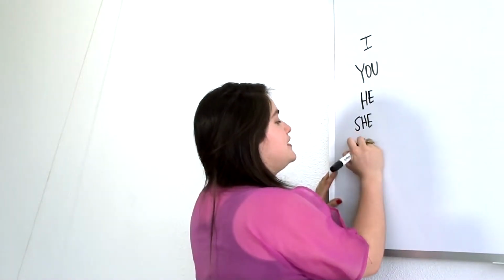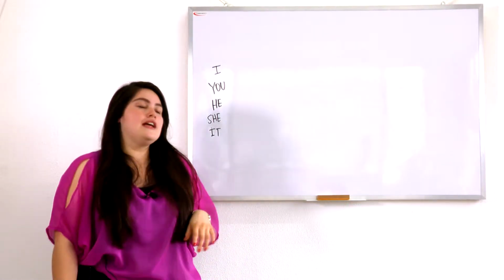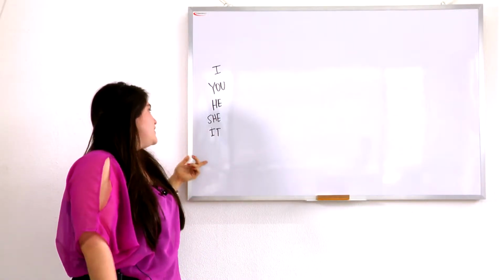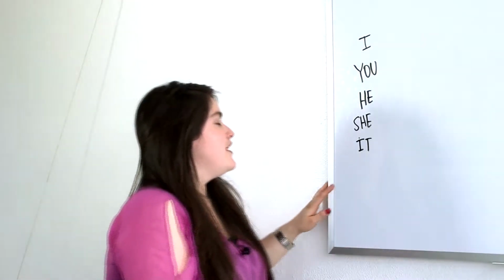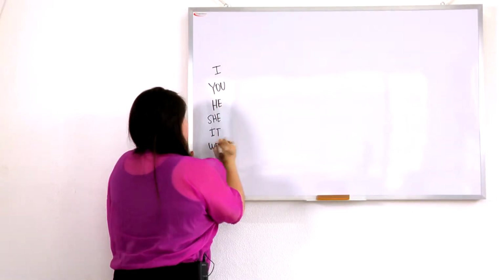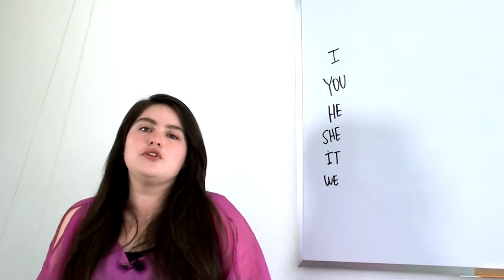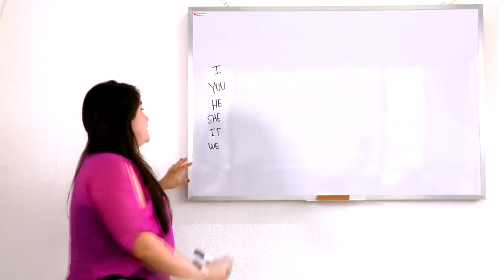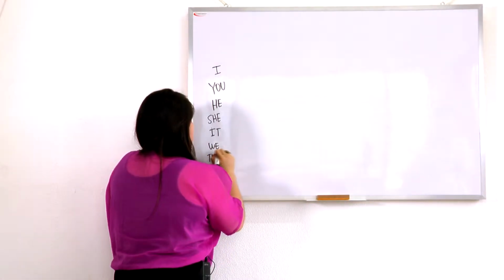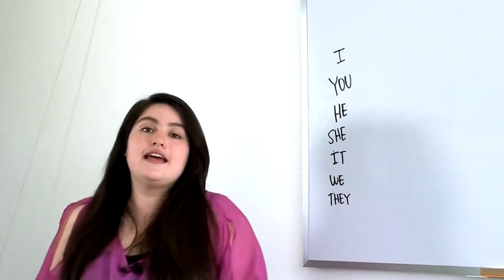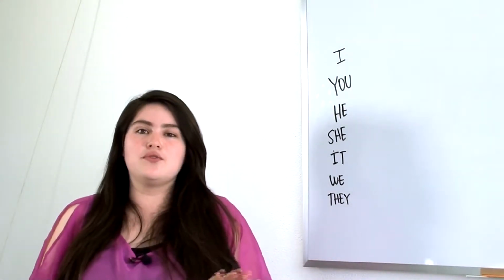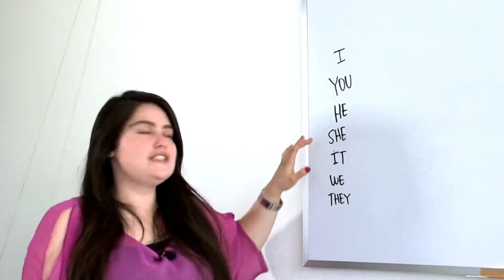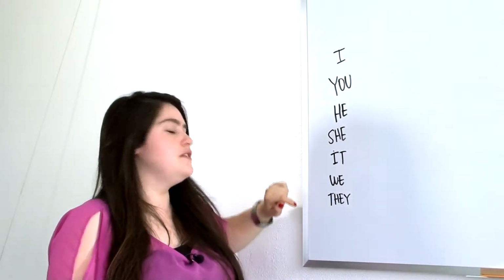Then the other one that we have is it. It is going to be used when you want to talk about things, places, or an event. So, it could be used in third person. The last one that we have is we. We is going to be used when you want to talk about you and a group of persons in which you are part of the group. And we have one more, that is they. They is going to be used when you want to talk about a group of persons in which you are not. Now these are the pronouns that we have, so please don't forget: I, you, he, she, it, we, and they.